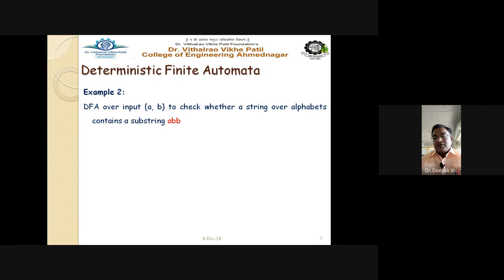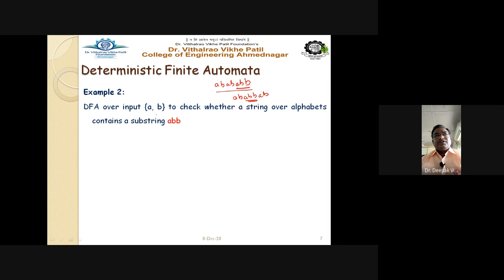First, define the substring. A substring is nothing but a part of a string. Consider any string, suppose I draw here: A, B, A, B, A, B, B. This string contains the substring ABB. This is the total string, and ABB is a part of this main string. Or I can have AB, then ABB, AB. So there is a substring.